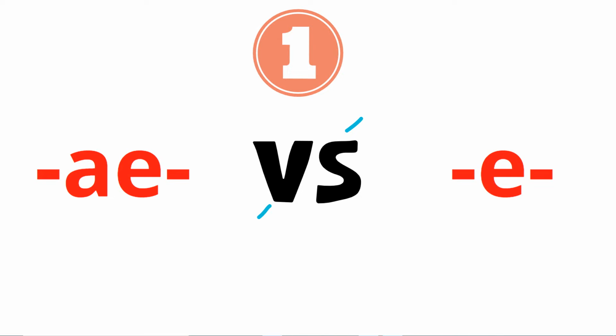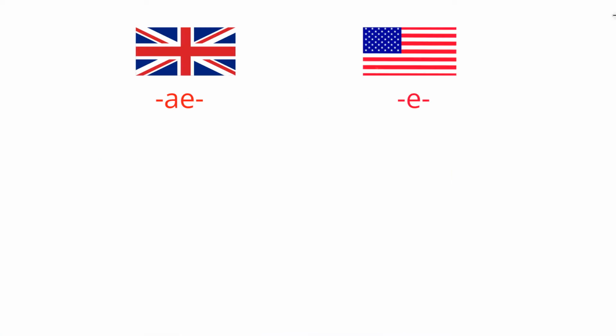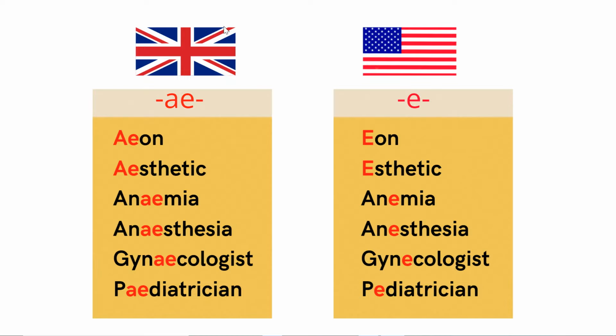Spelling difference number 1. AE versus E. Many words that come from ancient Greek have the double vowels AE in British English, but only E in American English. Most of these words are scientific, medical, or technical words. For example, aeon, aesthetic, anaemia, etc.